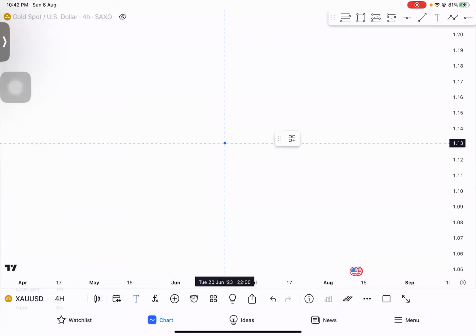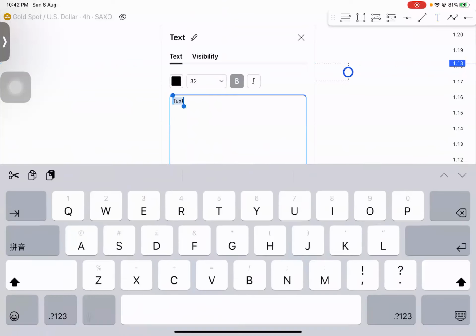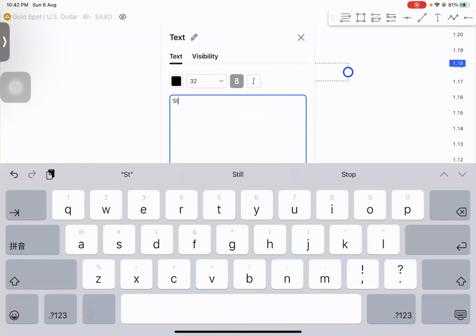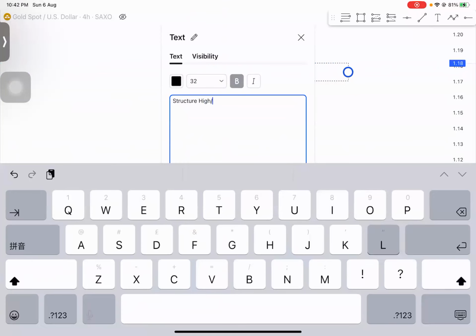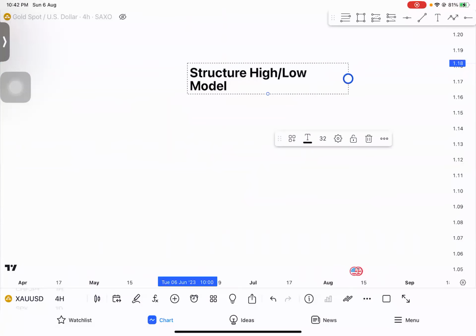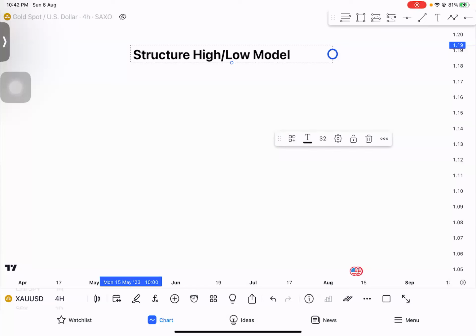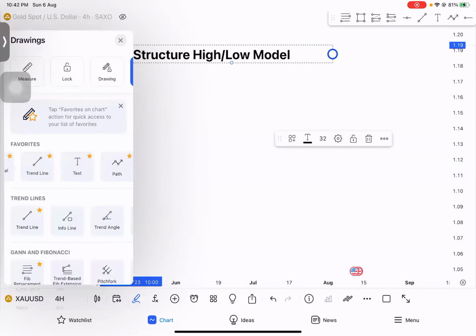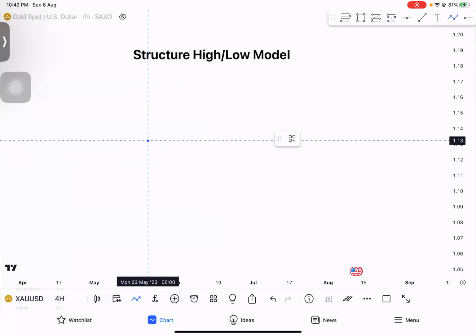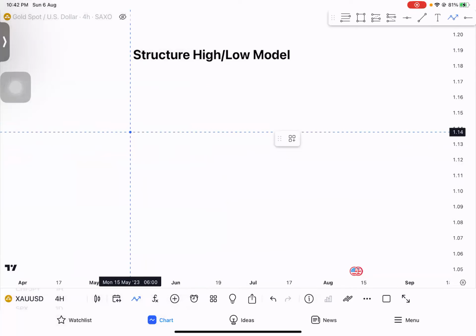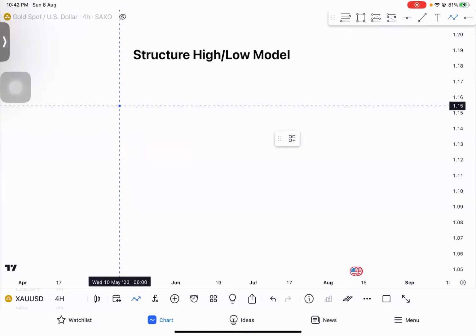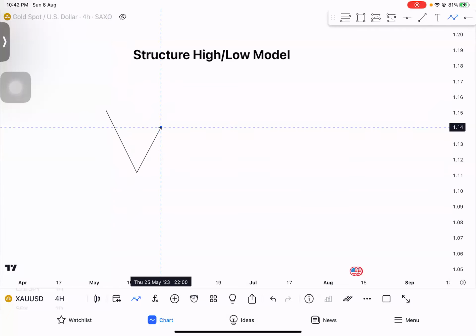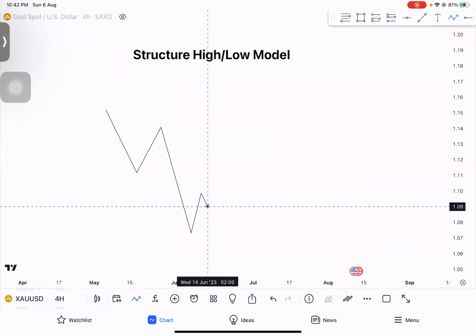I repeat again. The second liquidity model is the structure high or low model. Usually this is the same thing as the previous one, the equal high and equal low, but this trap happens on the structure high or low, which is the swing high and also the swing low. Usually it will happen on the swing high or the swing low.